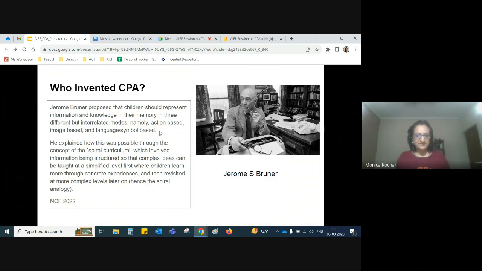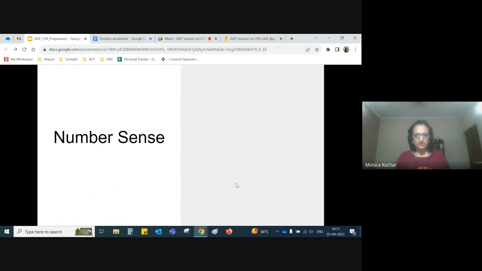So, what Bruner said, action, image, language from simple to complex, when a curriculum is created like that, that is when children learn, and he called it a spiral curriculum. And CPA is now a big thing. It has come into NEP finally, although it has been done by teachers across India for decades.